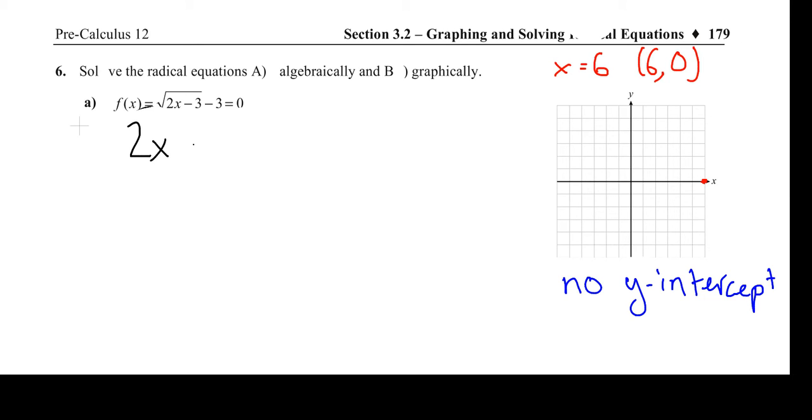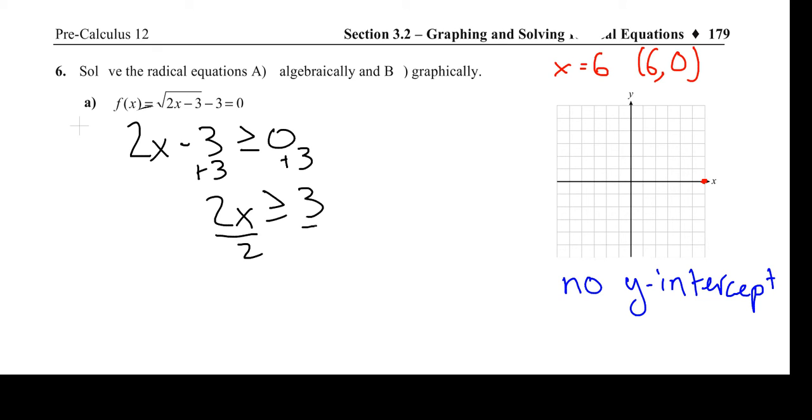So we have 2x minus 3. When we're looking at the domain, we look at what's in the root sign. So we have 2x minus 3 is greater than or equal to 0. Then add 3 on both sides: we have 2x is greater than or equal to 3. If we divide both sides by 2, we find that x is greater than or equal to 3 over 2, which is 1.5.